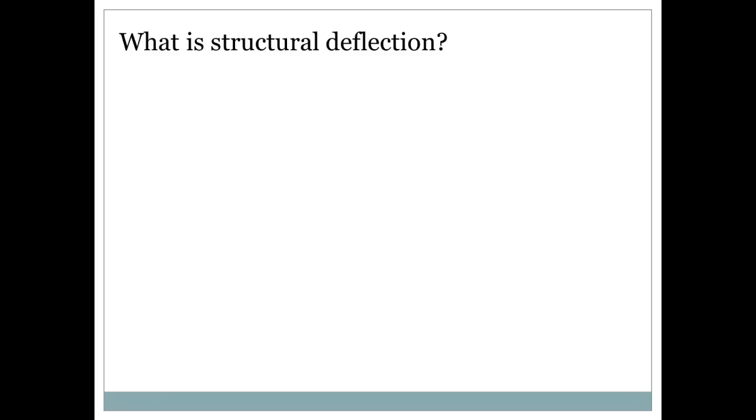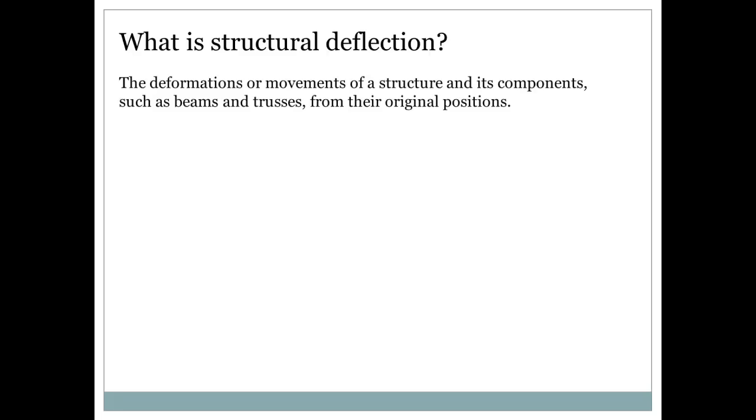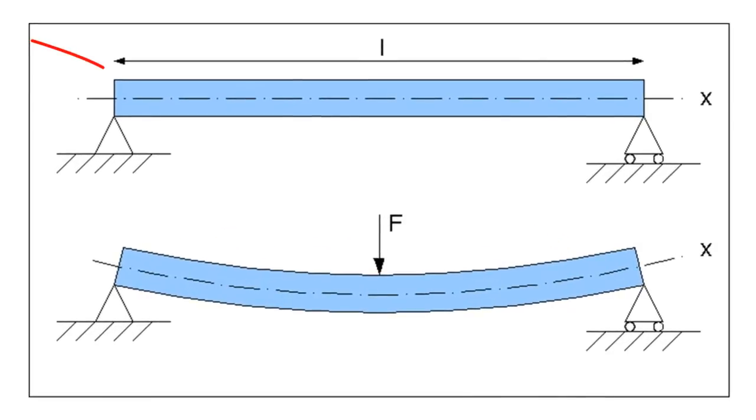So the question is, what is a structural deflection? The deformations or movements of a structure and its components, such as beams and trusses, from their original position. Okay, enough said. Let's take a look at the picture here. So in the first figure, or the beam above, we have the beam unloaded, and we see the neutral axis is the horizontal line, leveled. Then when we apply a force F to the middle of the beam, we see the neutral axis bending, taking this shape, and this is just to show you the difference between the neutral axis before loading and after loading.